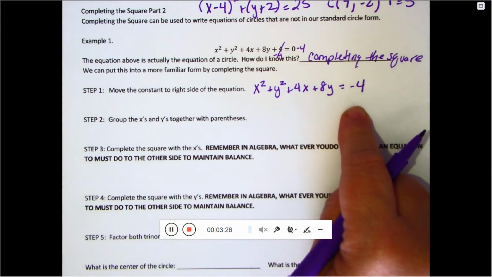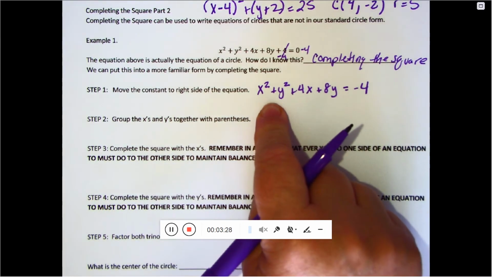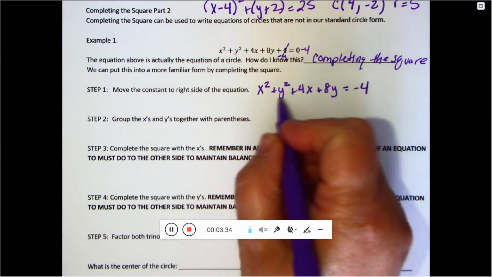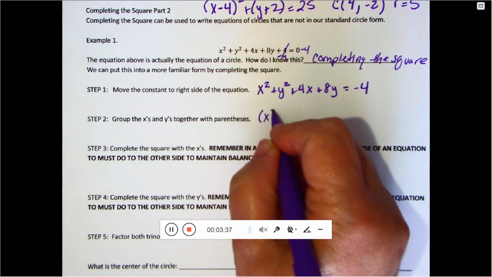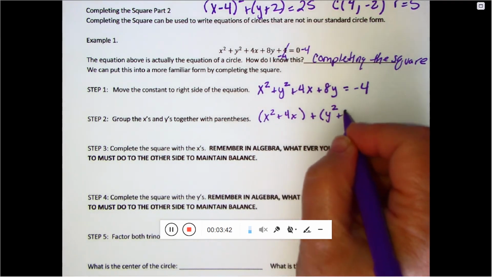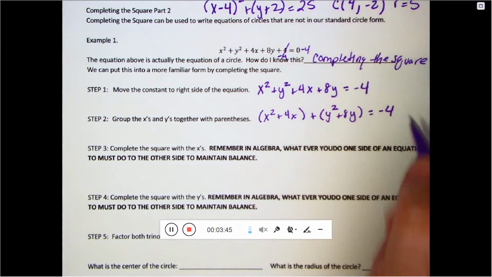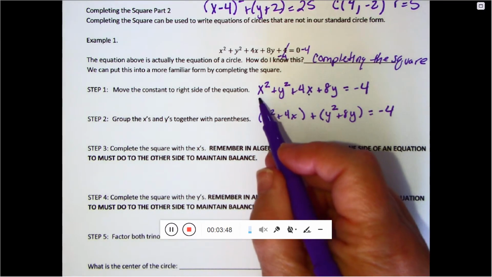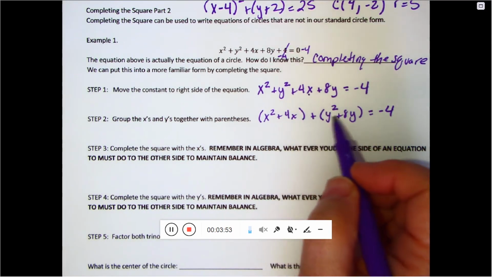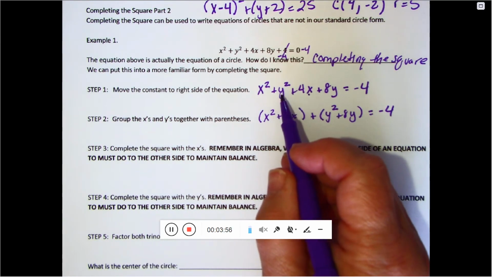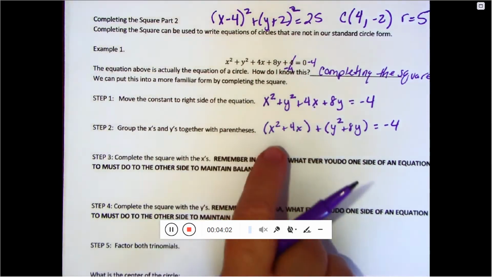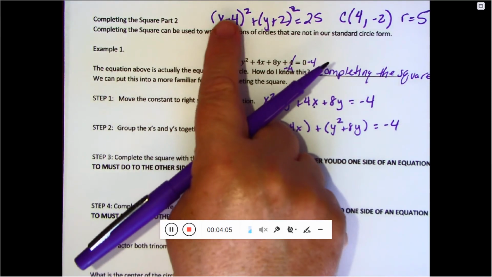Then I'm going to group the x's together in parentheses. So I'm going to rearrange this side. I'm going to do x squared plus 4x, and then I'm going to do y squared plus 8y equals -4. So all I did was group the x's together, the x squared with the 4x in parentheses, and everything's positive here, so the parentheses aren't going to make a difference. And then I'm going to group the y squared with the 8y. Okay, I'm getting close to that form. I'm not there.